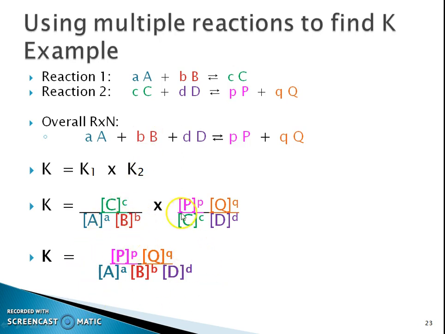And so we'd end up with a total reaction like that, or a total equilibrium constant expression of that sort.